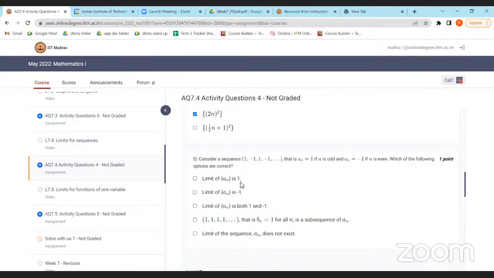The limit of an is 1. Is it a minus 1 to the power n kind of sequence? Yes, minus 1 to the power n, you can say. No, not minus 1 to the power n, because if n is odd I get 1, and if n is even, then we get minus 1. So if n equals 1, I am getting 1. If n equals 3, I am getting 1. Like this.